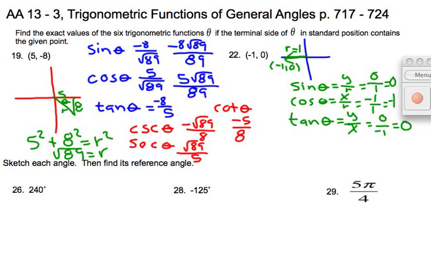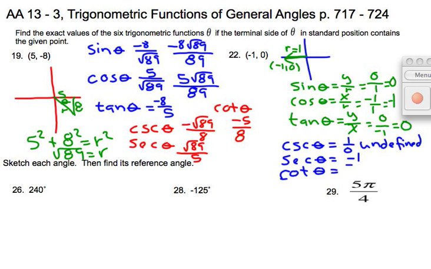Switching to the other 3 trig functions, cosecant is the reciprocal of sine, so I get 1 over 0, which is undefined. Secant is the reciprocal of cosine, so I get a 1 over -1, which is a -1. And cotangent is the reciprocal of tangent, so I get -1 over 0, which is also undefined. Remember, if you're dealing with a quadrantal angle, there are always 2 undefined trig functions.